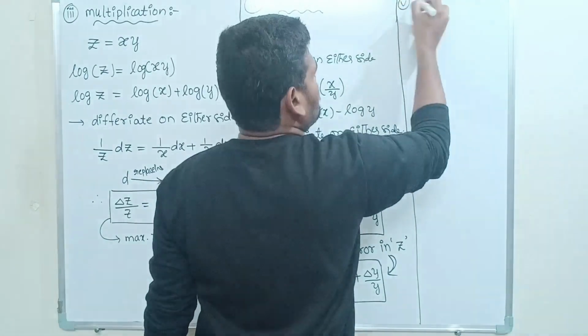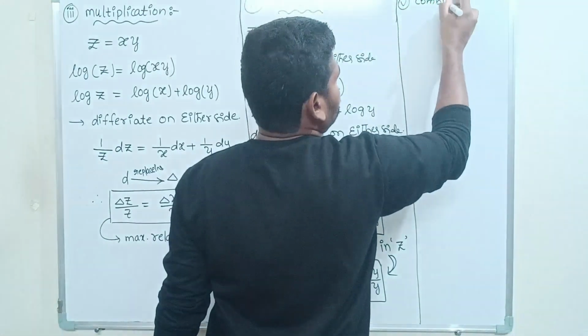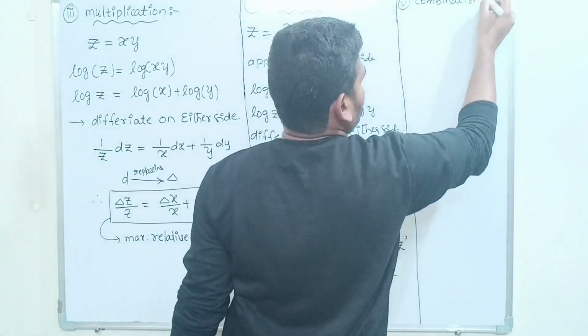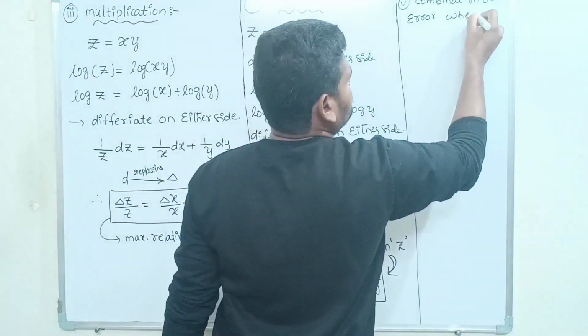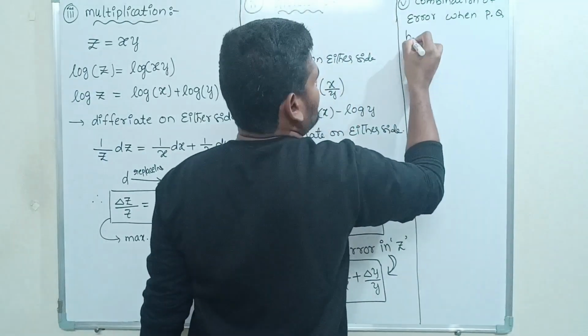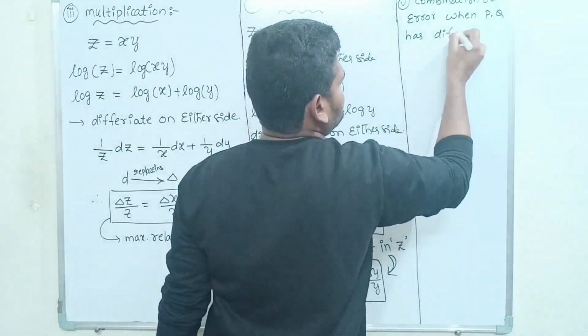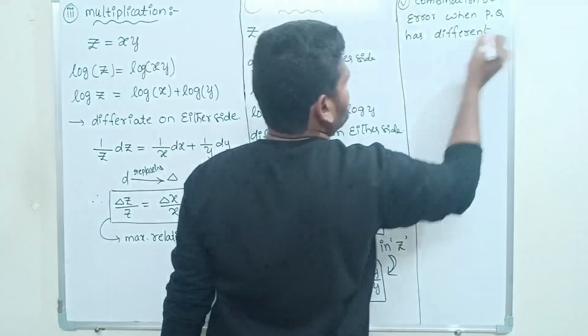Right, next. Fifth one: combination of error when the physical quantity has different powers.